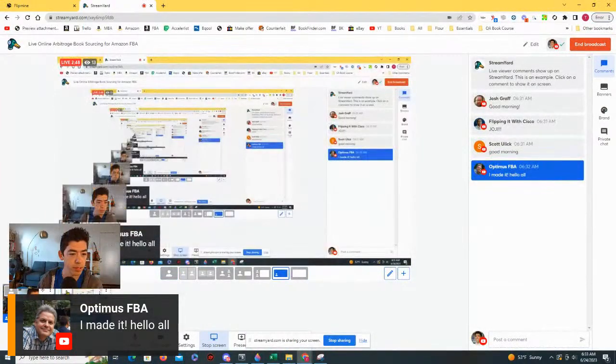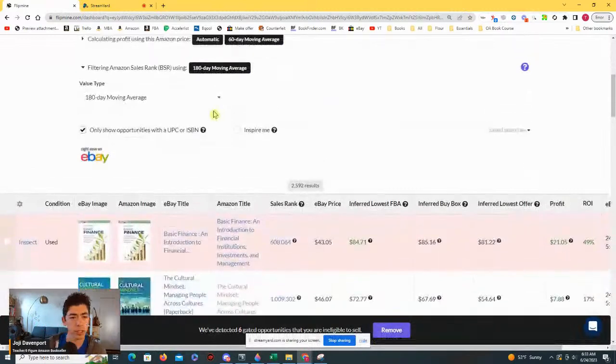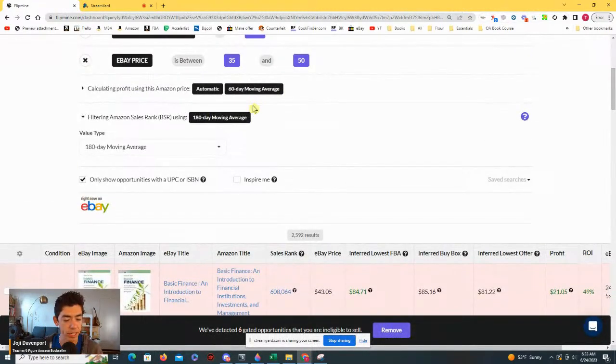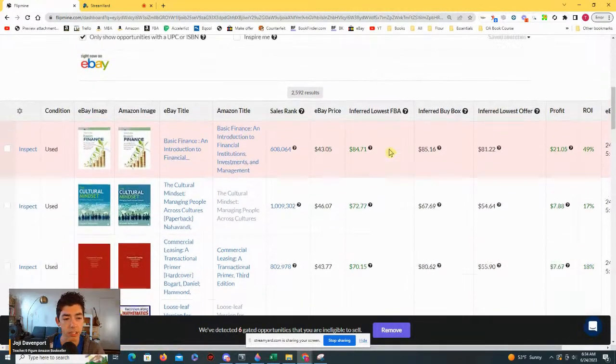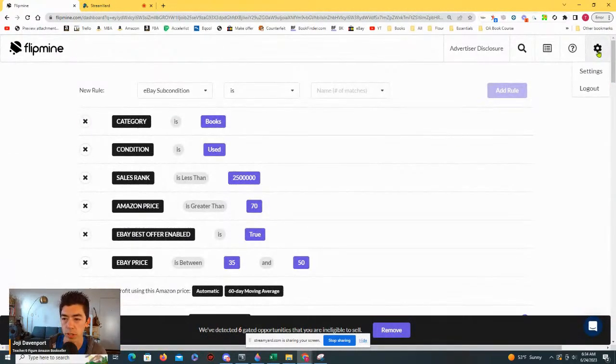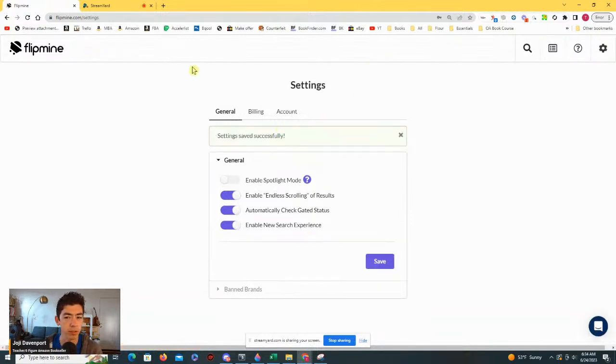All right, let's do some sourcing here. Let's see what came up with these filters. Let's see, calculate profit. We're not even calculating profit with this. All right. Right now, you see that this red box is something I'm gated in. The way that you do that is you come up here to settings, and you can click this button that says automatically check gated status. That's just so that you're not looking at books that you're gated in. And yeah, see if I can go back.